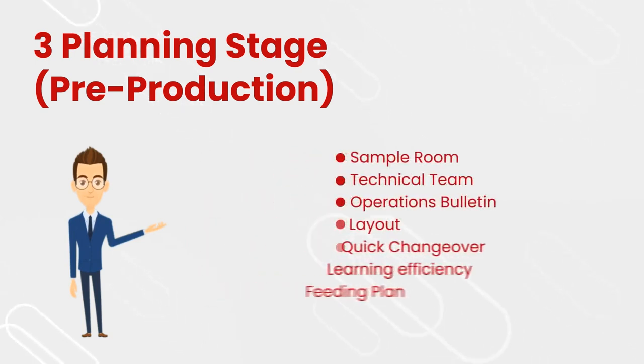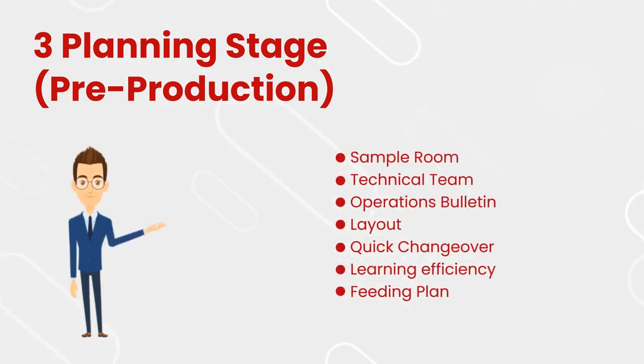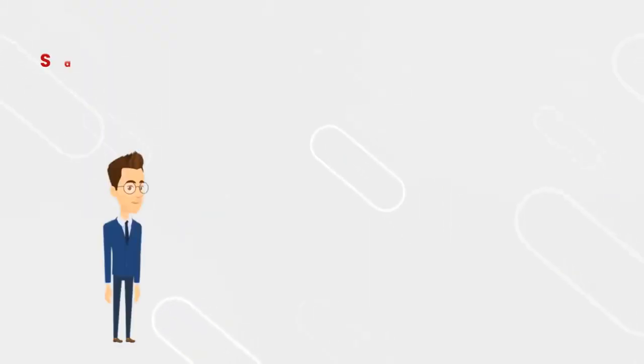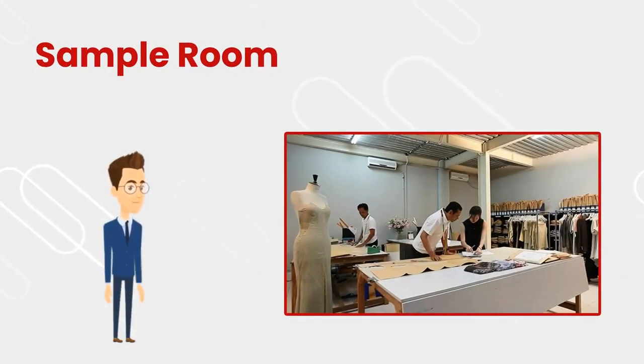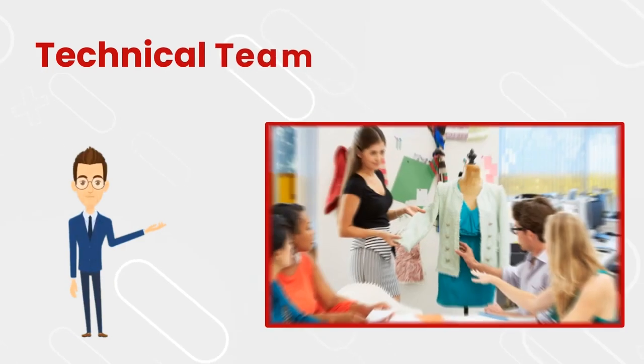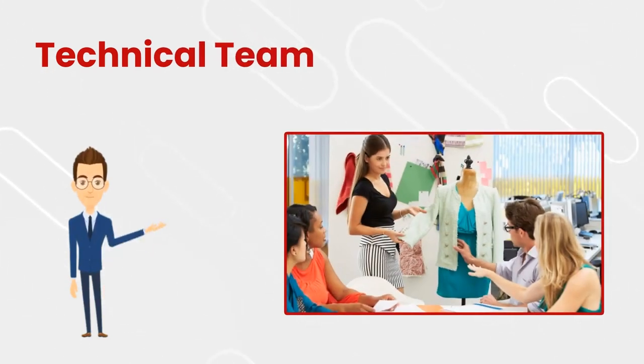Keywords: sample room, technical team, operations bulletin, layout, quick changeover, learning efficiency and feeding plan. Sample room. A sample room is a specialized area within a garment manufacturing facility where designers, pattern makers, and sample makers collaborate to create prototypes of a new style. Technical team. A team that provides technical support to produce clothing, from design to manufacture. They need to understand production processes, fabric properties, manage costs, and be able to work to tight deadlines.